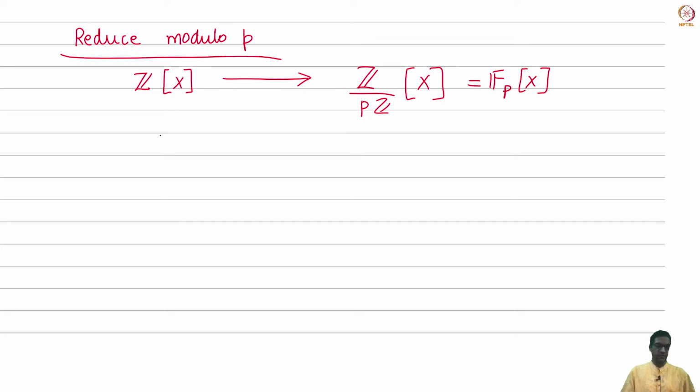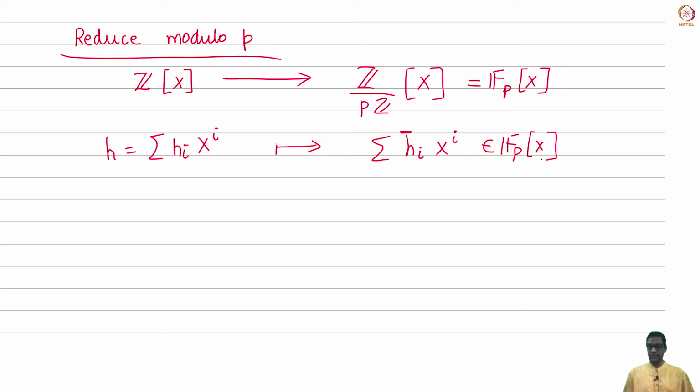So what does it mean? If h is a polynomial, the sum of h_i x^i, where h_i is an integer, I just read it modulo p, it becomes h_i bar, that's my new coefficient. So that's my map. That's called the reduction modulo p map, and this is a surjective map, a ring homomorphism, as you have seen before. So I can take integer polynomials and convert them into polynomials over the finite field F_p. Now the fact that it's a ring homomorphism means the following.